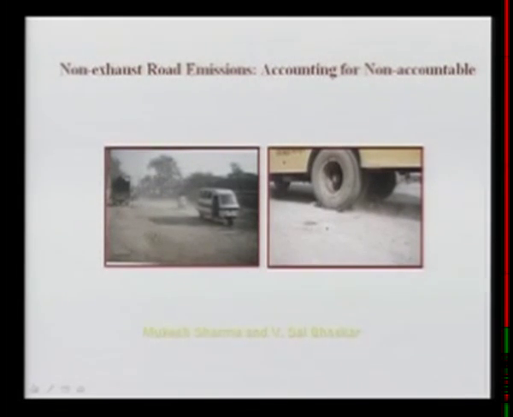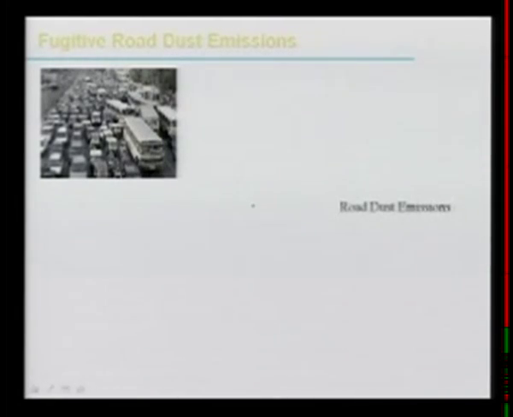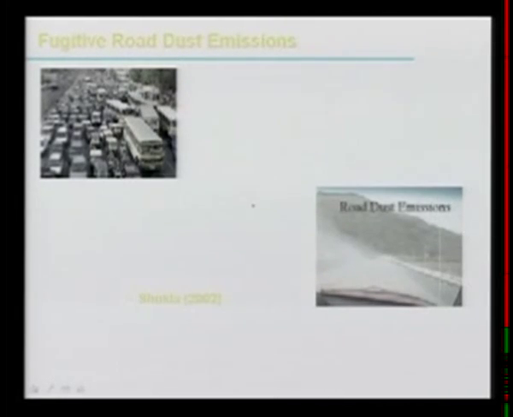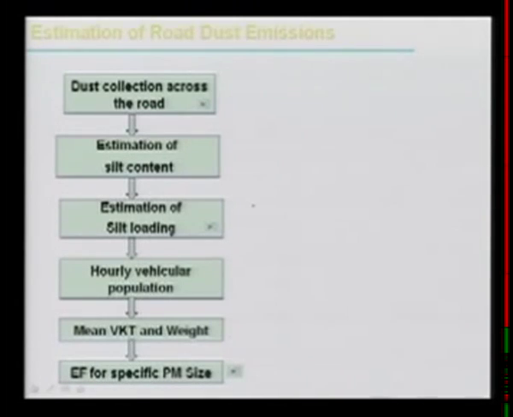So you see here there is a little tempo going on the kind of unpaved road or partially paved road, and this is the paved road, but heavy traffic is there, and as a result we want to estimate the emissions from this one. The fugitive road dust emission is important, as you can see here. So how is this done? Okay, so first of all, you do the dust collection across the road.